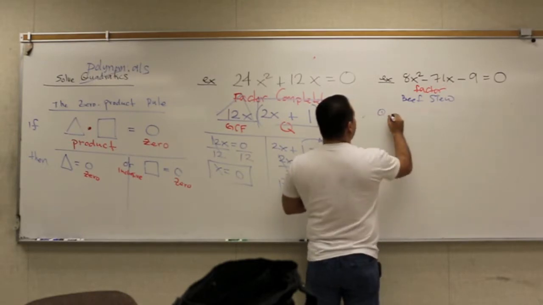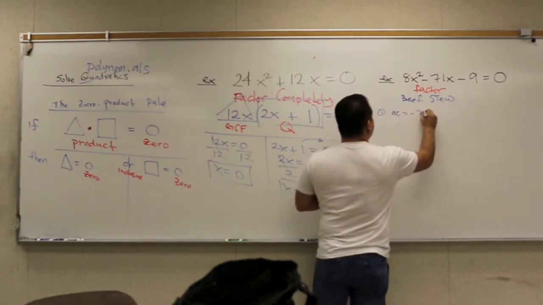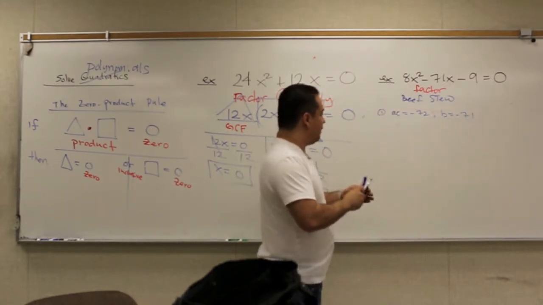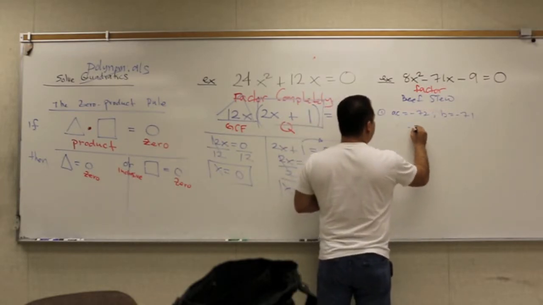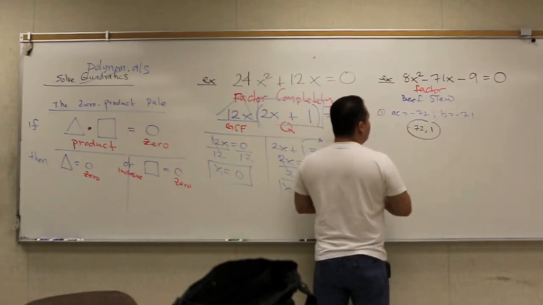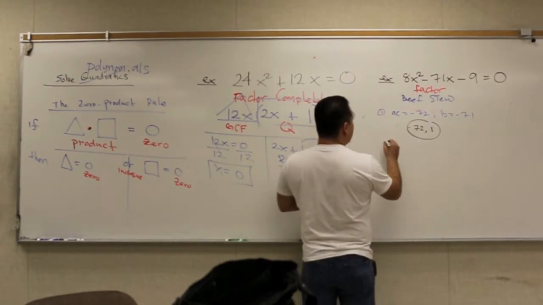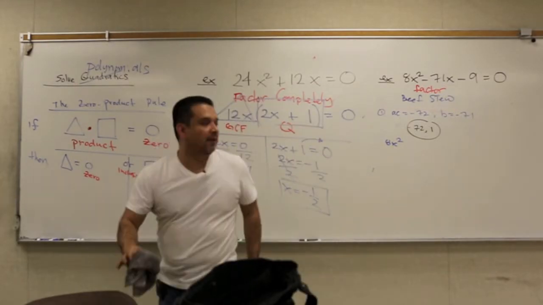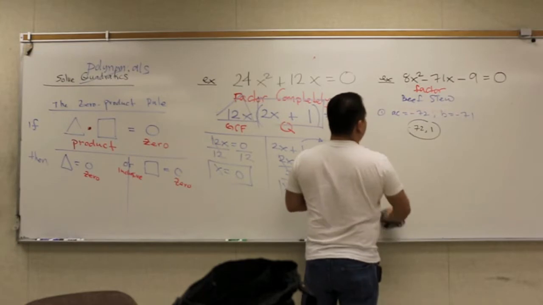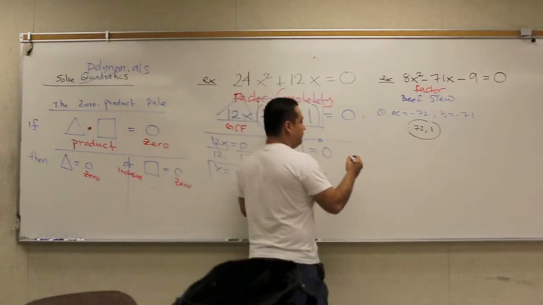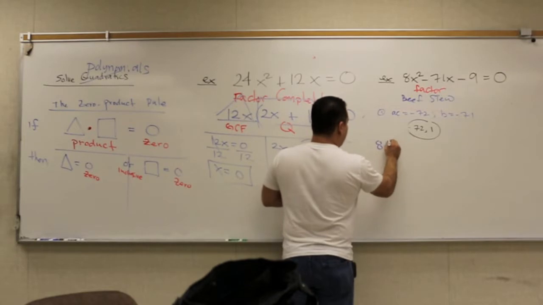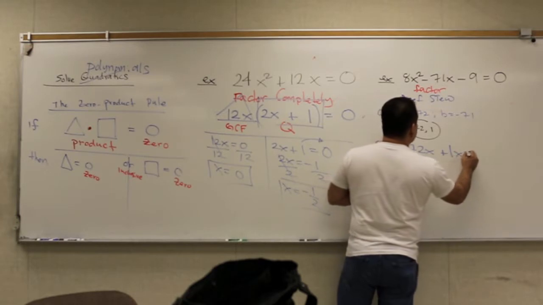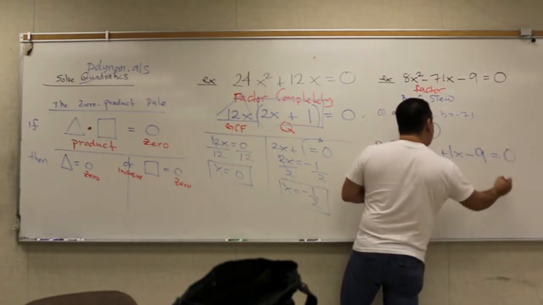What two numbers multiply together? AC is going to be what? Negative 72. B is going to be negative 71. What are the two numbers? Negative 72 and positive 1. Anybody second that? Yes, I think you're right. Okay, so let me see. I got 8x squared. Let's write it bigger. 8x squared minus 72x plus 1x minus 9 equals 0.